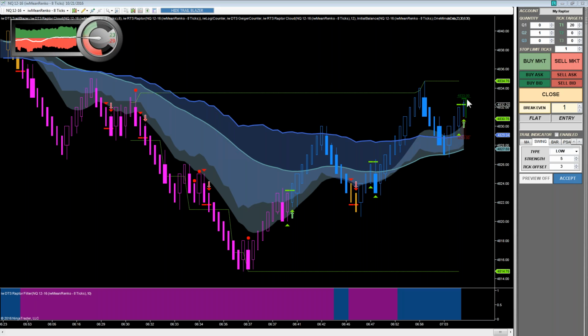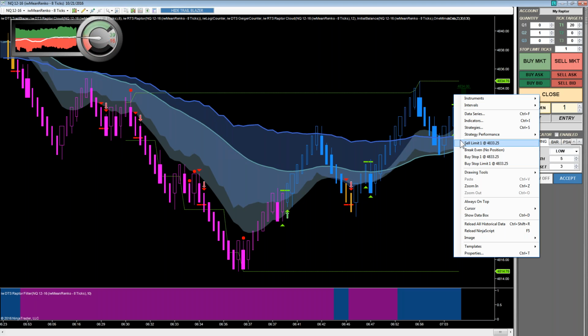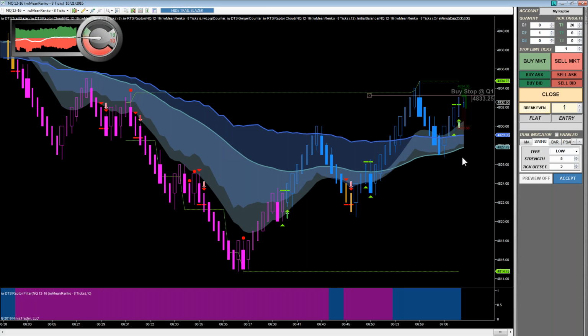Oop, so there's the confirmation. What's the word I'm looking for? The cloud crossover signal. I drew a blank there for a sec. We're right near the high of the morning again, so that could be problematic.